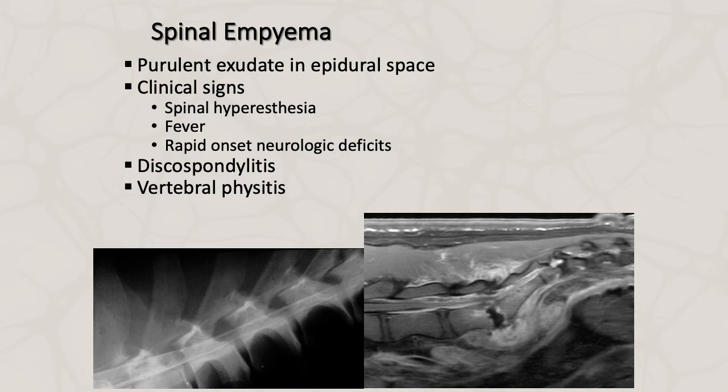For diagnosis, hematology reveals an inflammatory leukogram. Blood cultures can be positive. Staphylococcus and Streptococcus species are the most common isolates. Radiography may reveal vertebral physitis or discospondylitis. Extensive epidural lesions have been identified on myelography.